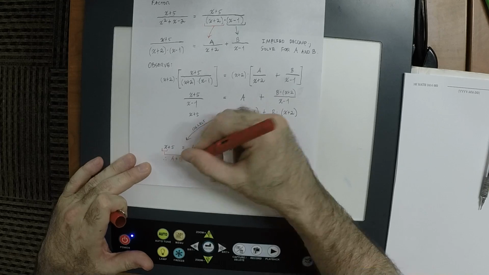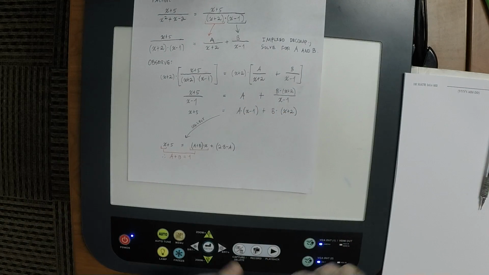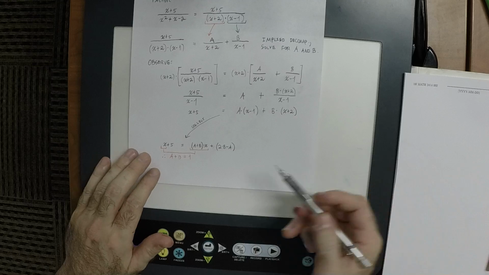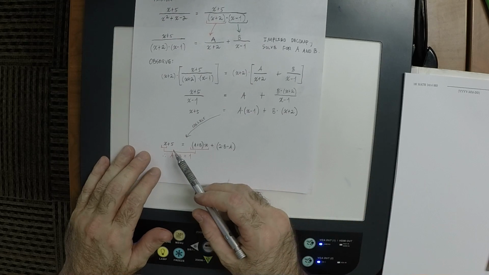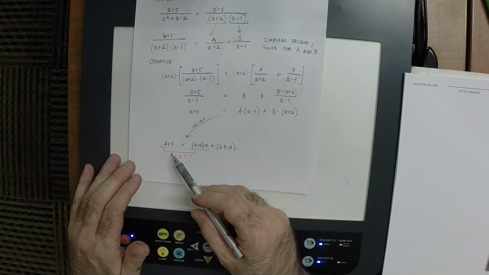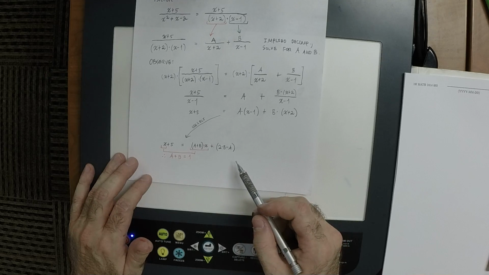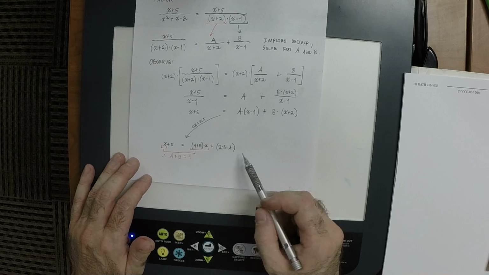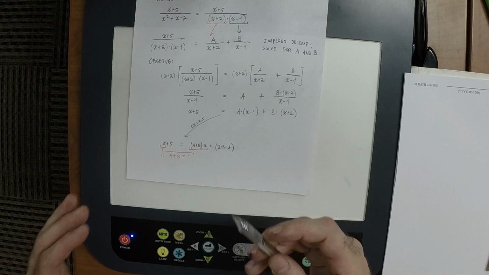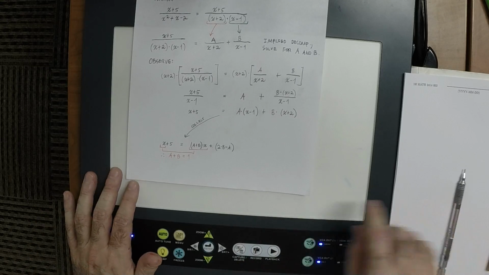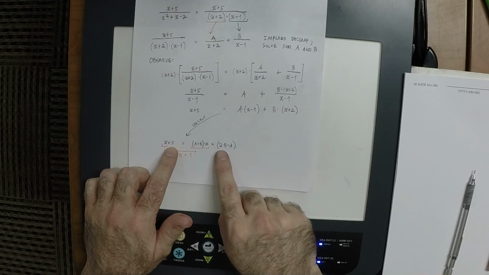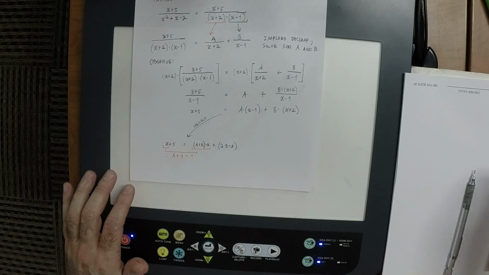But that's not the only game in town, right? Because how much constant is on the left-hand side? 5. And how much on the right? 2b minus a, right? So what can we conclude about 2b minus a? That is 5. That must be 5.